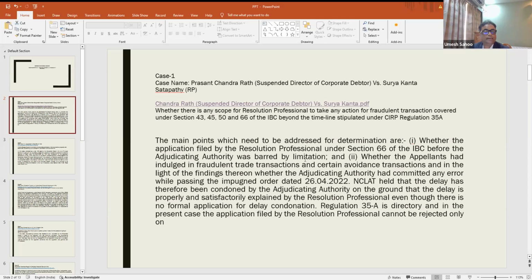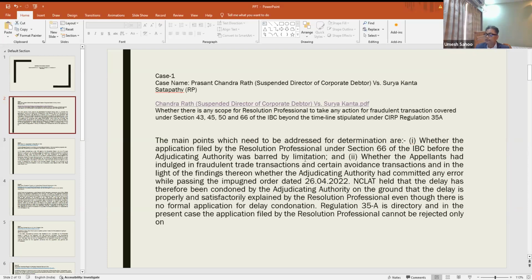Whether there is any scope for a resolution professional to take any action for fraudulent transactions covered under sections 43, 45, 50 and 66 of the IBC beyond the timeline stipulated under CIRP Regulation 35A. Sir, all of us are very well aware of these things.